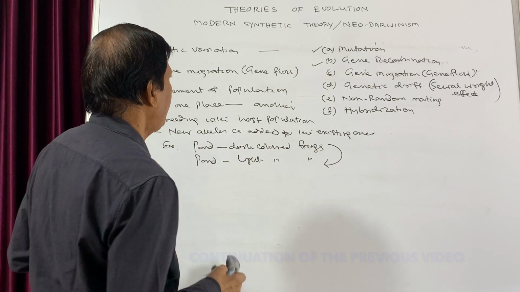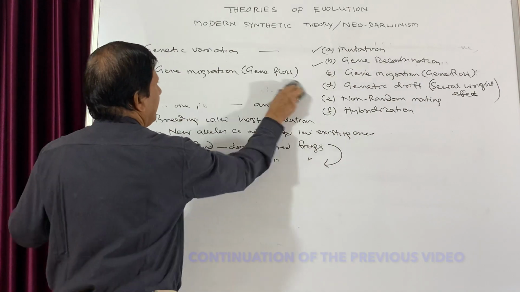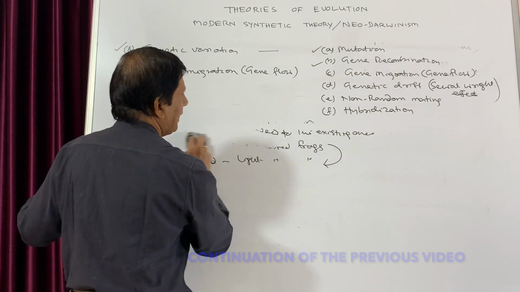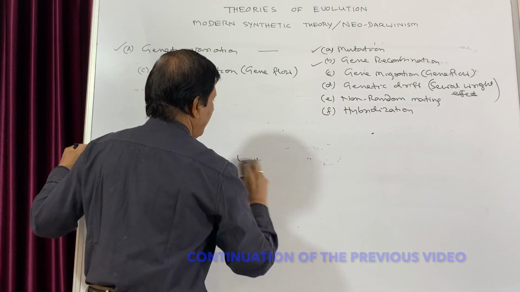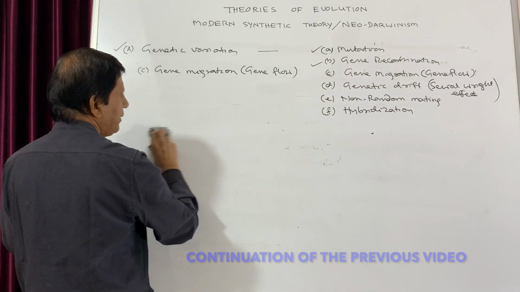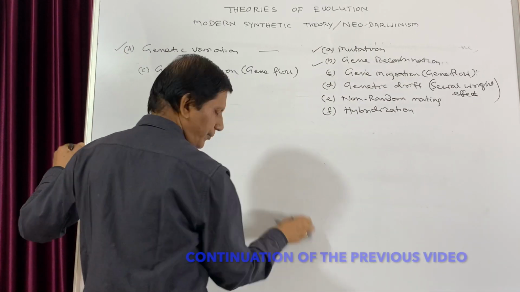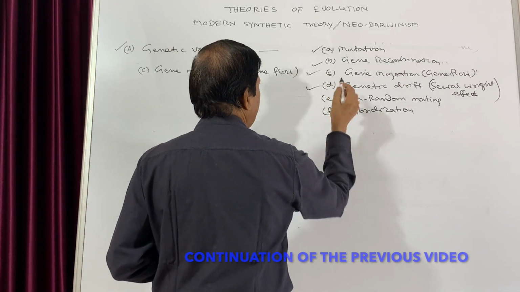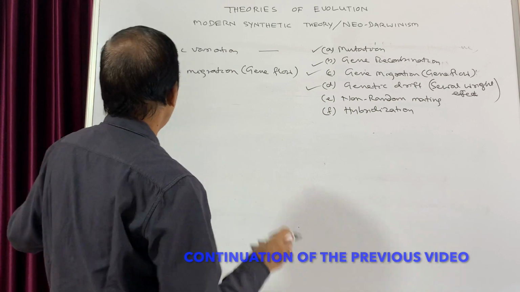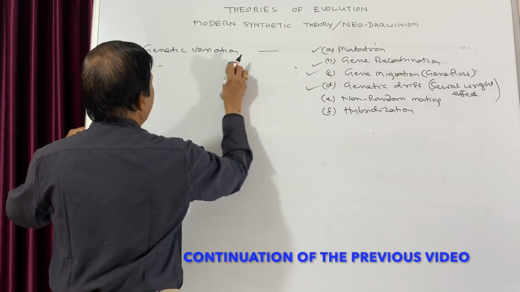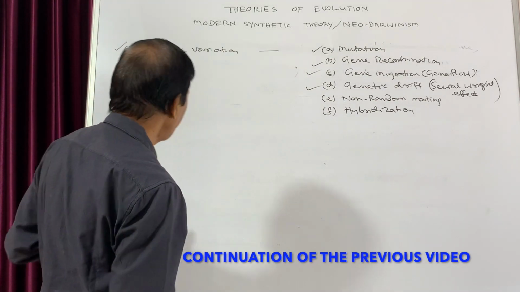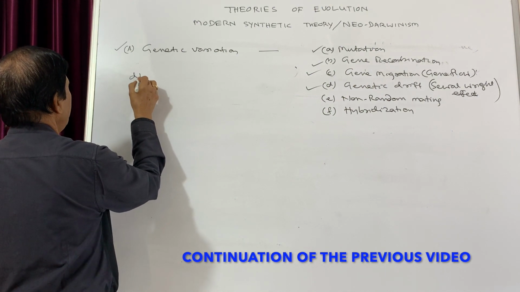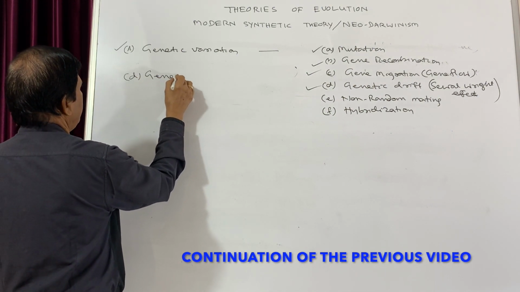Then the fourth point is genetic drift. That is very, very important from the examination point of view. So this is complete. Now we'll discuss genetic drift. The fourth point we'll discuss is genetic drift.